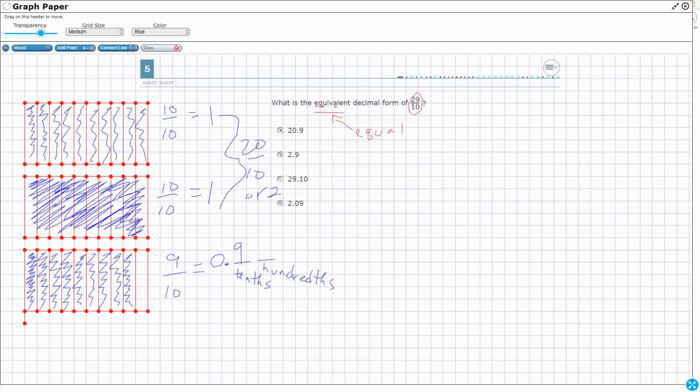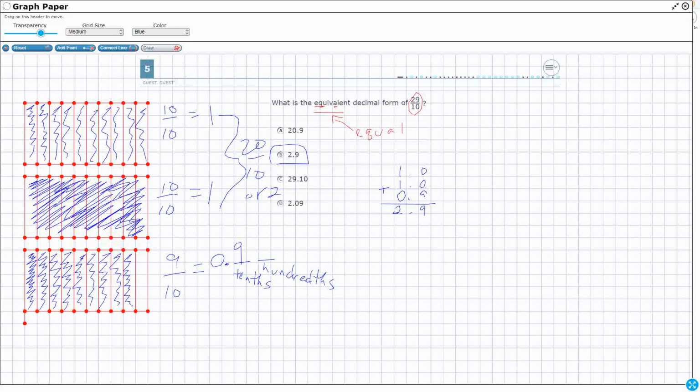So what do I have? I've got a 1, and a 0.9. Or I can look at it like this. I've got one whole, 1 and 0/10, and then 0 wholes and 9/10. We line it up with the decimals. It becomes pretty simple, right? So that looks like 2.9.